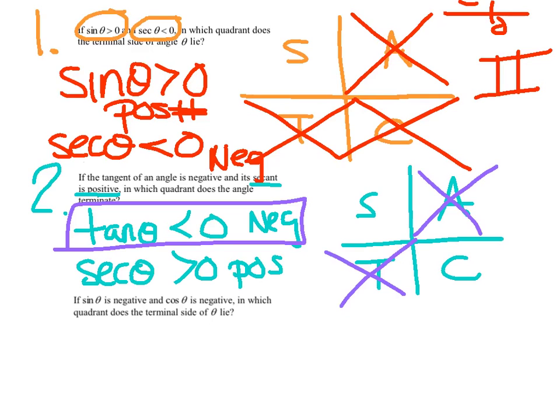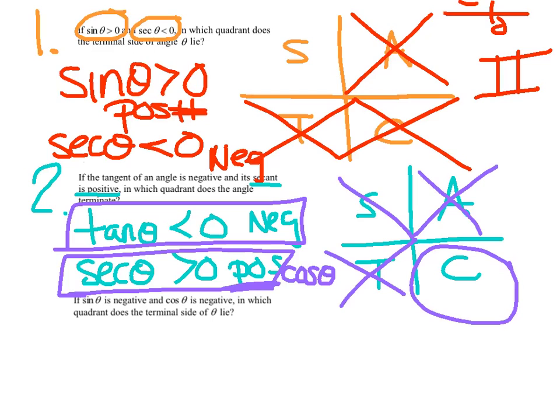Now let's go to our second piece. Secant is positive. Well, who does secant belong to? It's the reciprocal of cosine. So I need to be where cosine is positive, and that's definitely where the C is. So I'm going to kill this quadrant, and my final answer should be quadrant 4.